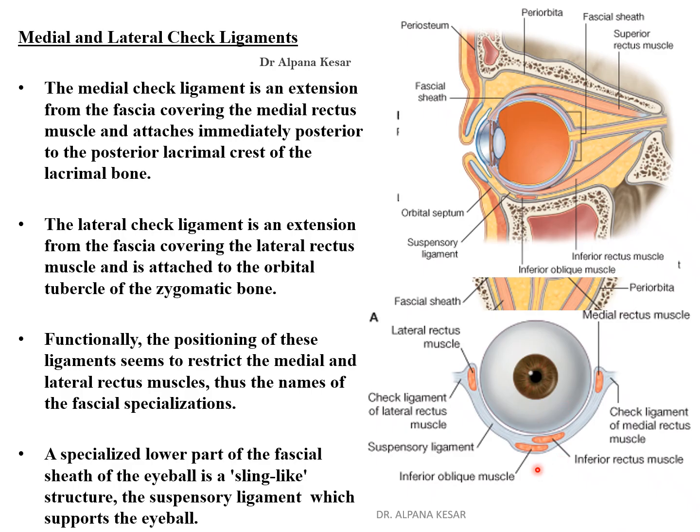Yet another specialized fascial sheath extending from the medial check ligament to the lateral check ligament present below the eyeball is called the suspensory ligament, and suspensory ligament helps in supporting the eyeball. This is the suspensory ligament.